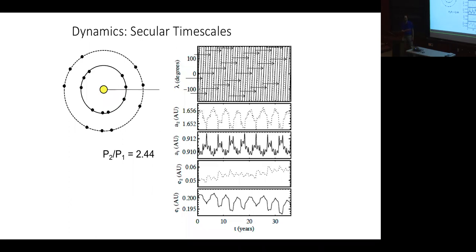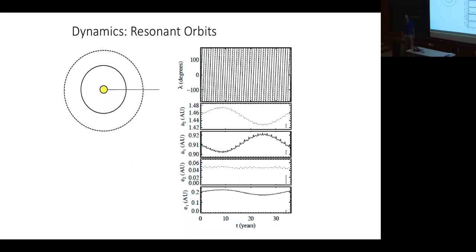All right, so this one, I put a period ratio of 2.44 to get these particular semi-major axes. And it's near a 5:2, which is why you see some variation every 5th transit of the inner planet, but it's not very coherent. All right, in contrast, near resonant orbits, they pass each other here.